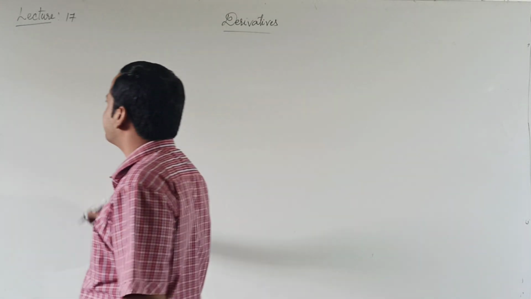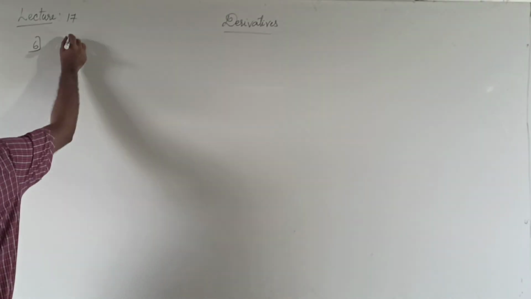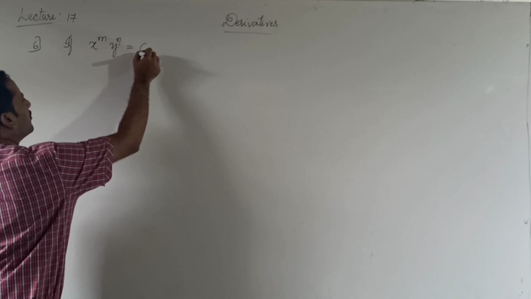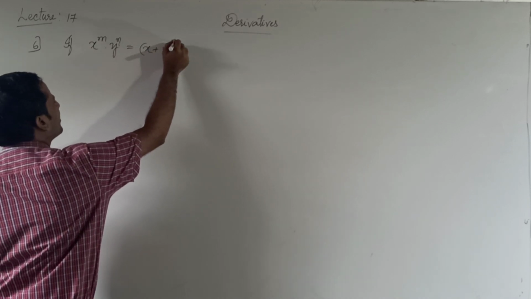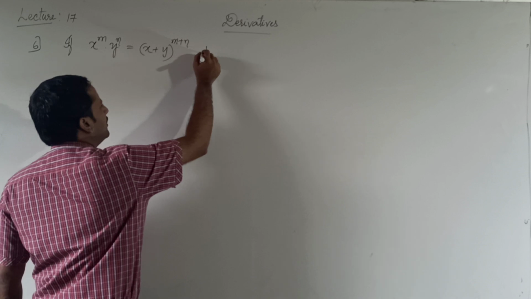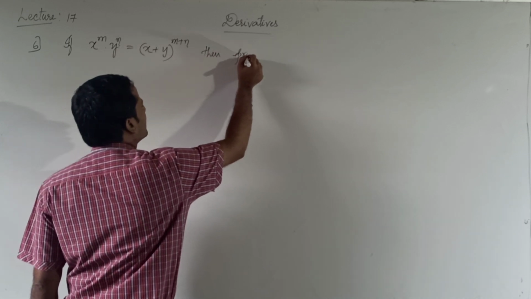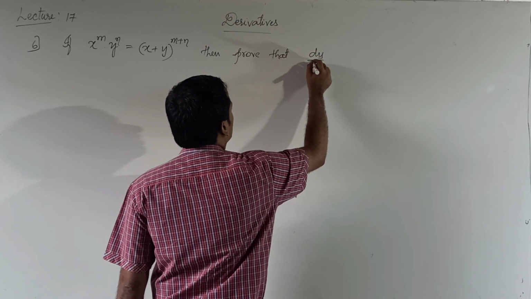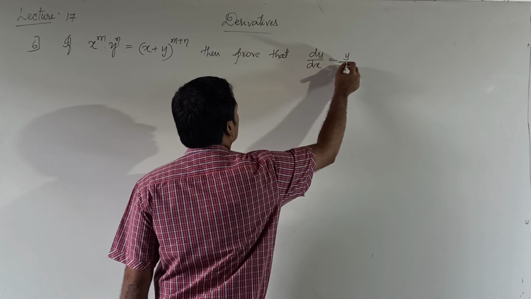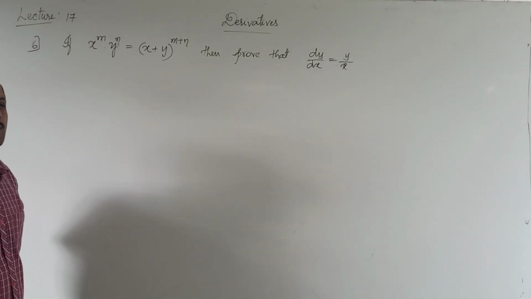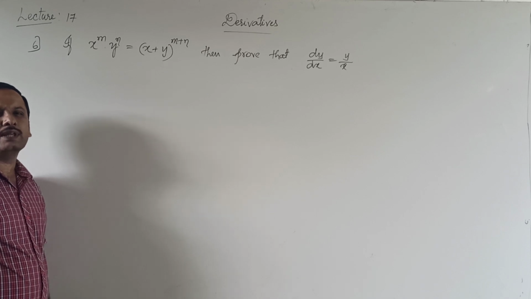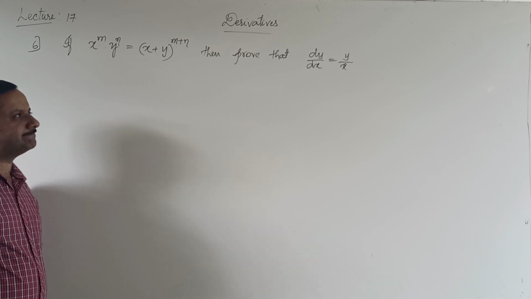Next question. If x power m into y power n is equal to x plus y whole power m plus n, then prove that dy by dx is equal to y by x. Okay? If x power m into y power n is equal to x plus y whole power m plus n, then prove that dy by dx is equal to y by x.